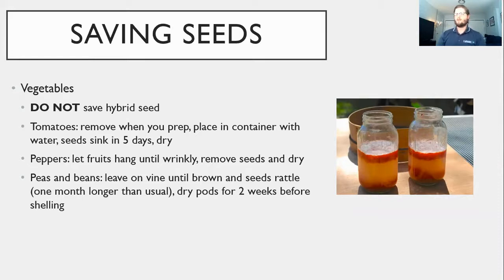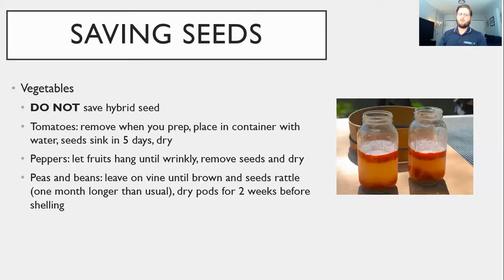So really, it's better to just save yourself the trouble and, if you want to start seeds, start with seeds that are already ready to go and are a high quality selected variety that you know you want. If you do have heirloom varieties, on the other hand, here are a few strategies for tomatoes, peppers, peas, and beans as far as how you can save them.